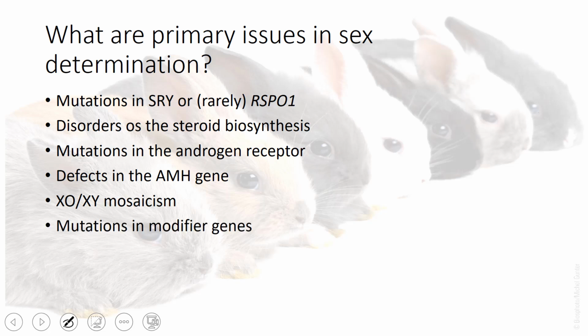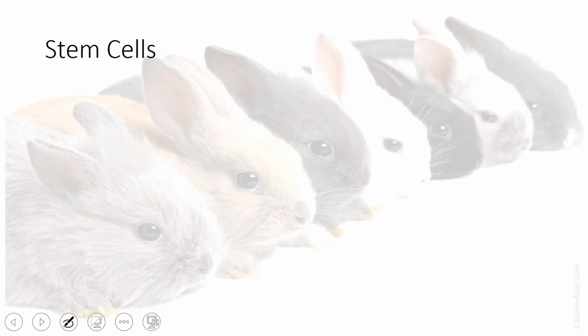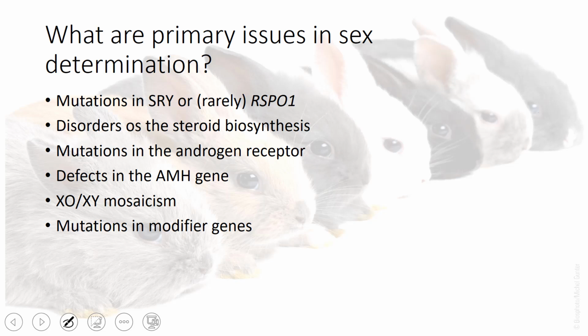sexual characteristics. Mutations in modifier genes, I mentioned that in the SRY gene specifically, that there are modifier genes that regulate its transcription, and some of those genes are on the X chromosome, but some of those genes are also in other places on autosomal chromosomes, and any mutations in those modifier genes can alter the expression of the SRY gene, and then create some issues in developing all of the characteristics associated with male mammals.